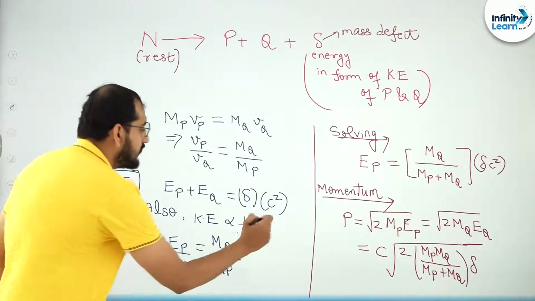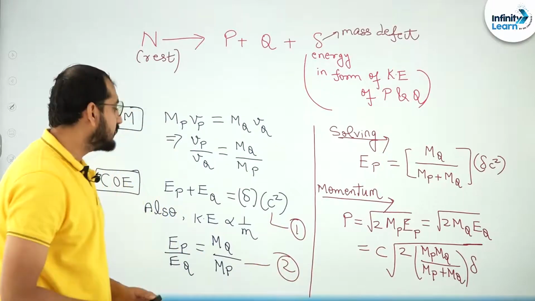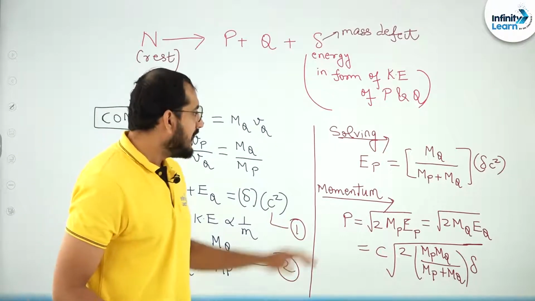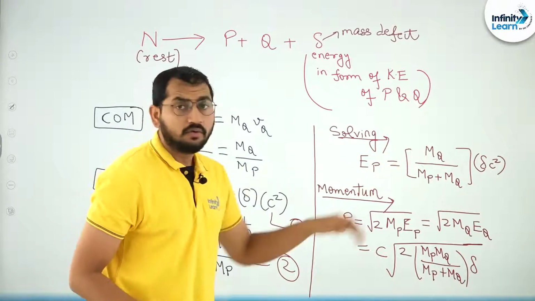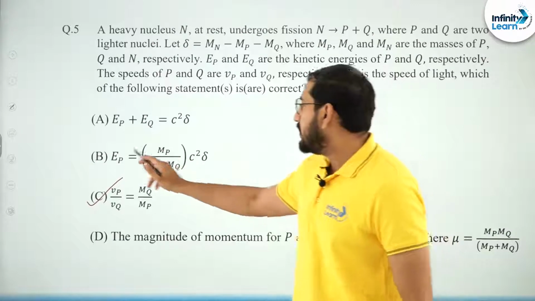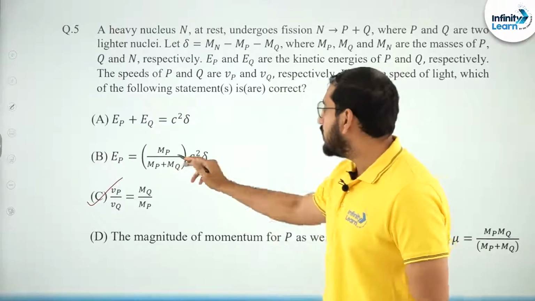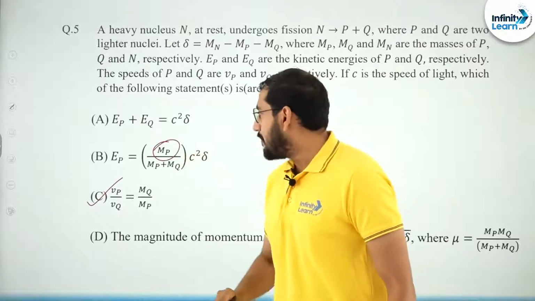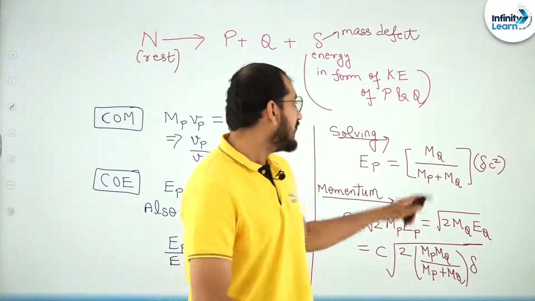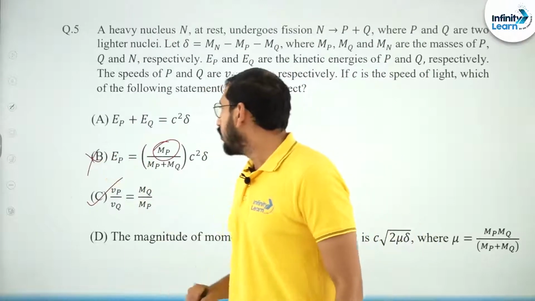Now if I solve equation number 1 and equation number 2, I can get the exact values of EP and EQ. I have calculated the value of EP over here. Why? Because in our options, option B says EP is equal to MP by MP plus MQ. If you see here, in the numerator it is MP, but after solving we are getting MQ, right? So that means option B is our wrong answer.